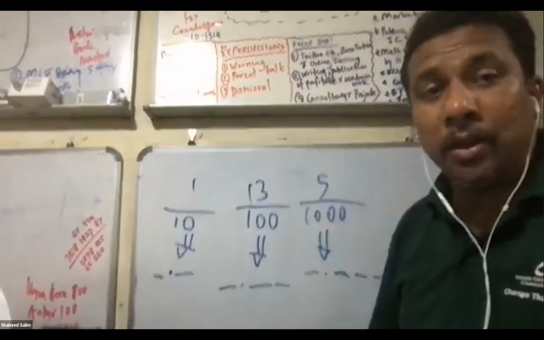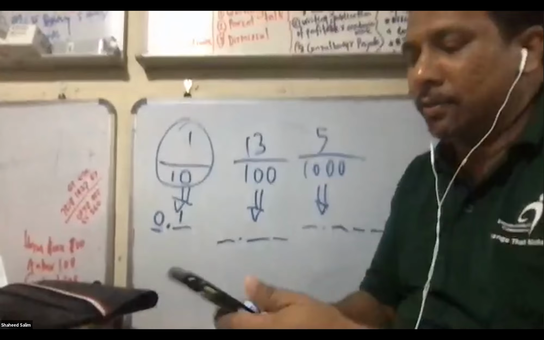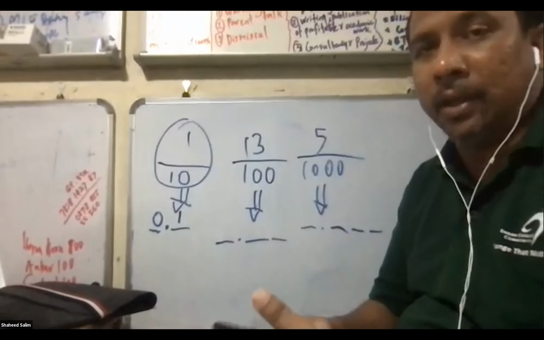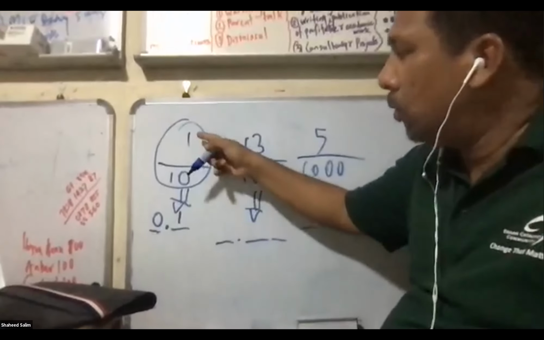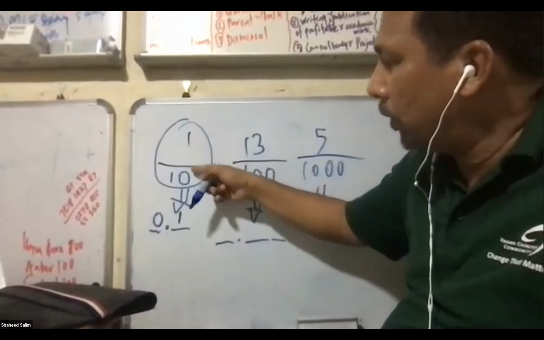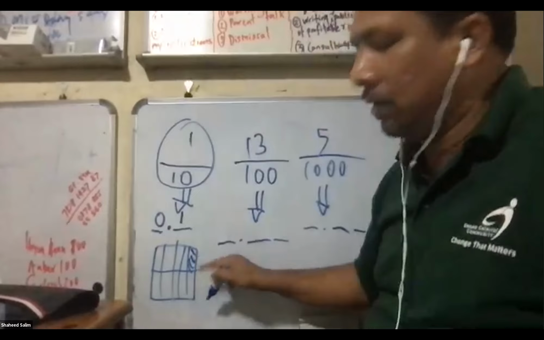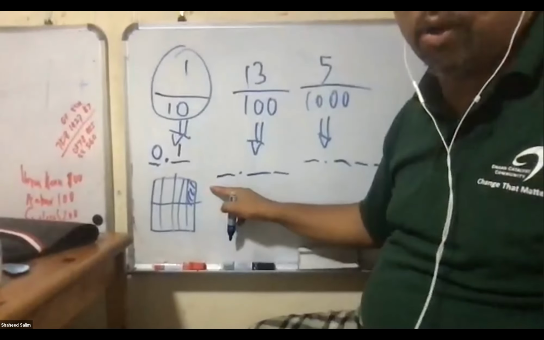If I write 1 over 10, you just write the number 1 and put a 0 here. This number is smaller than 1 whole. This is 1/10 of it. Let's say I have a cake and I cut it into 10 parts. 1 over 10 is like that only. Very small, very small.